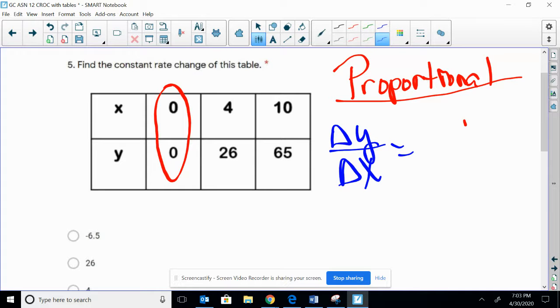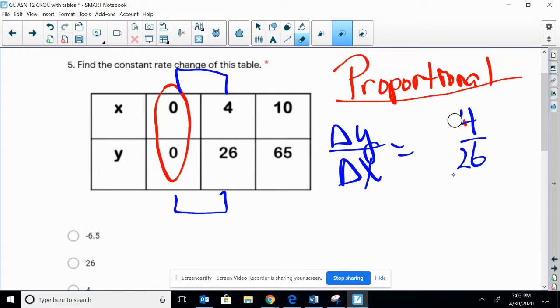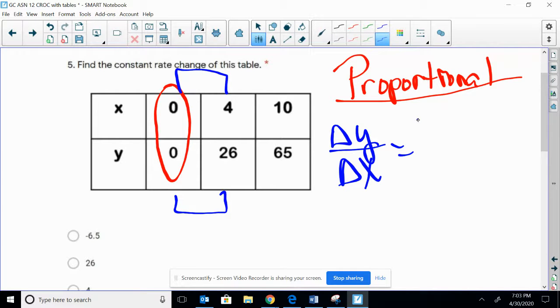So my change in x, if I go from 0 to 4, that is increasing by 4. And if I go from 0 to 26, that is increasing by 26. And I just did that backwards. Dang it. I'm just going to leave it, I'm not going to re-record it because this is a common mistake we make. Just because in the table the x is on top, we still have change in y over change in x. That's a pretty common mistake I see my students make. This should be 26. This should be 4.